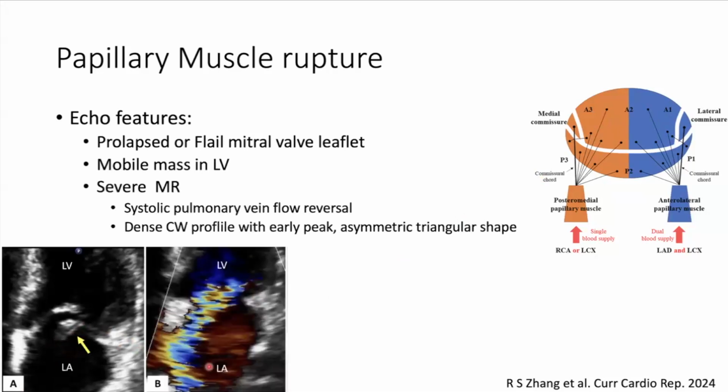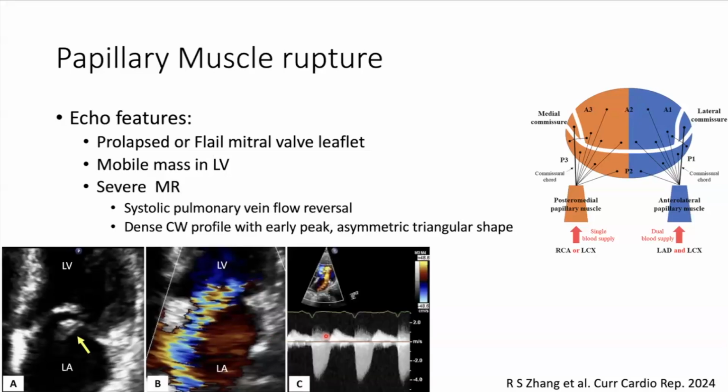So this is a shot of eccentric, posteriorly directed mitral regurgitation that's quite prominent. But in real life, it's often not as impressive, just because of how rapid the equalization happens. What you do see, though, is that when you do continuous wave Doppler over it, the profile is quite dense, and you have early peaking with an asymmetric triangular shape, all suggestive of very rapid equalization of pressures.